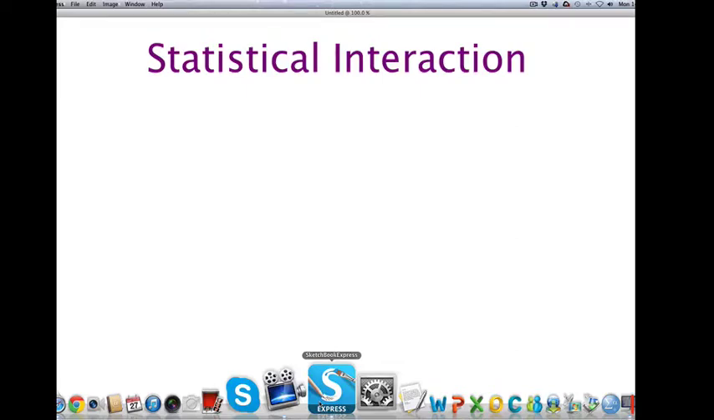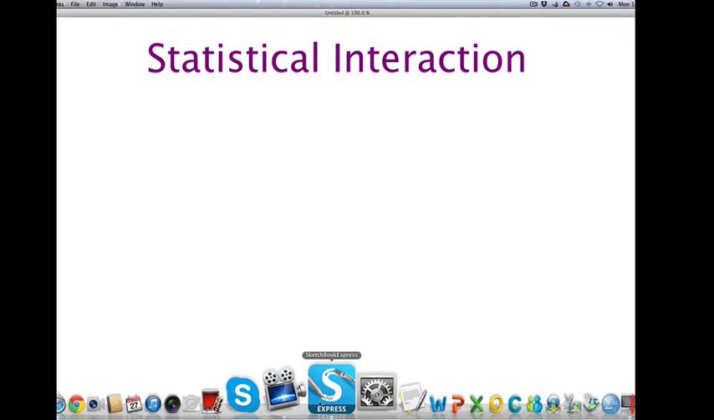This tutorial is about statistical interaction. And what I'm going to do is start with a fairly silly example just to try and grasp the concept. And then I'm going to look at a more genuine social media example.